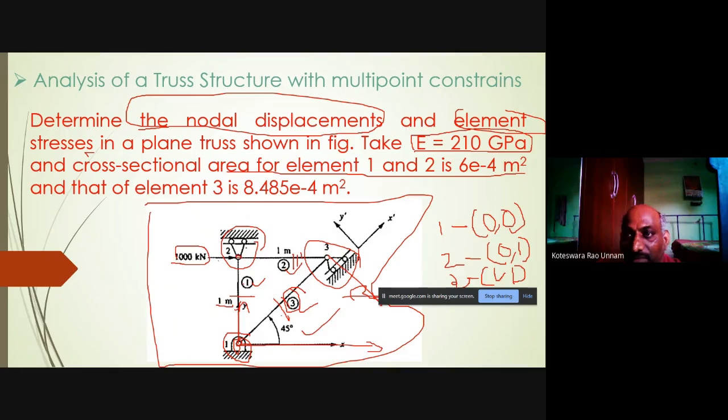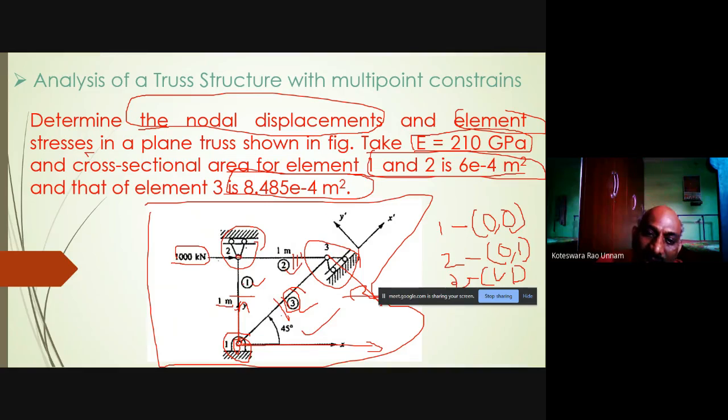But the thing here is, since the areas are different, for element 1 and element 2 the area is 6e minus 4, whereas for element 3 it is 8.485 into e minus 4. If it were the same for all the elements, I could directly give one value only. But here I need to define two different areas. So for element 1 and element 2 it is 6e minus 4, and for element 3 it is 8.485 into 10e minus 4 meter square.